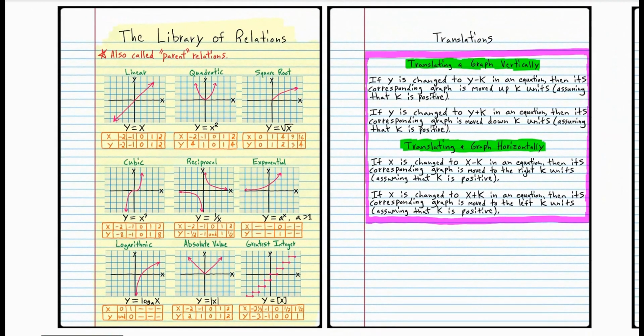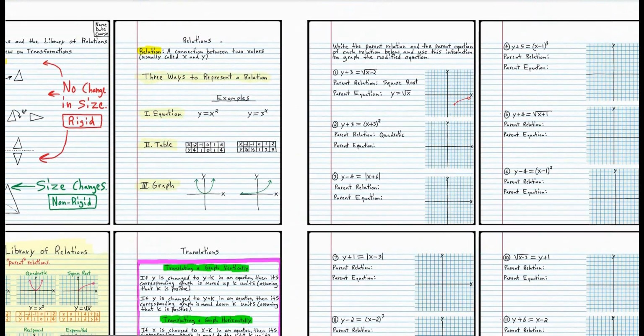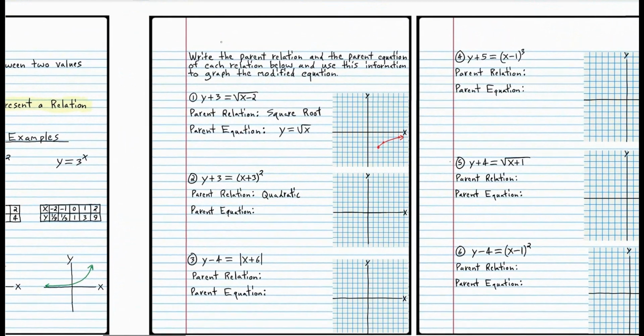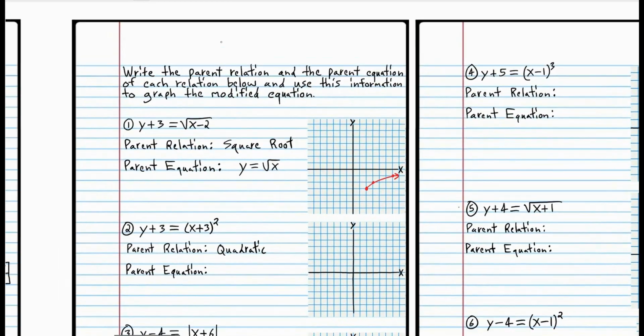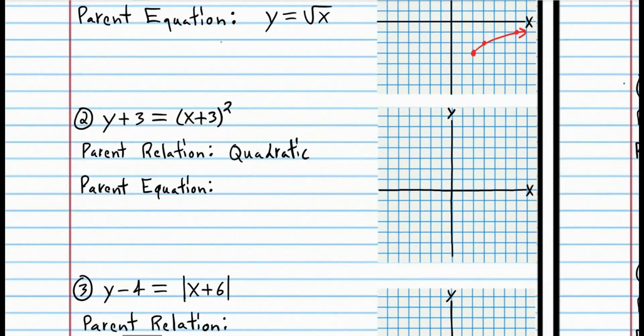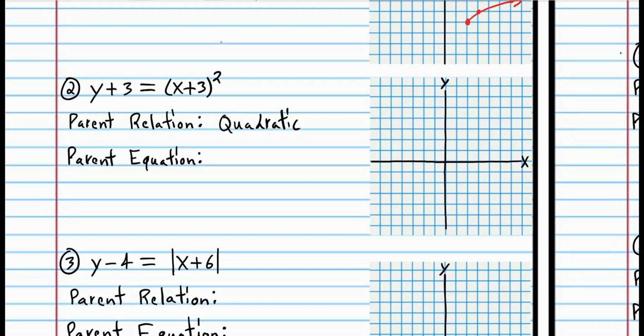There's your library of relations. Get a picture with your phone or a screenshot. You need to have that right in front of you. You can look online for this library of relations. It's going to be called the library of functions, though. So watch out for the library of functions if you're going to look for a picture online.